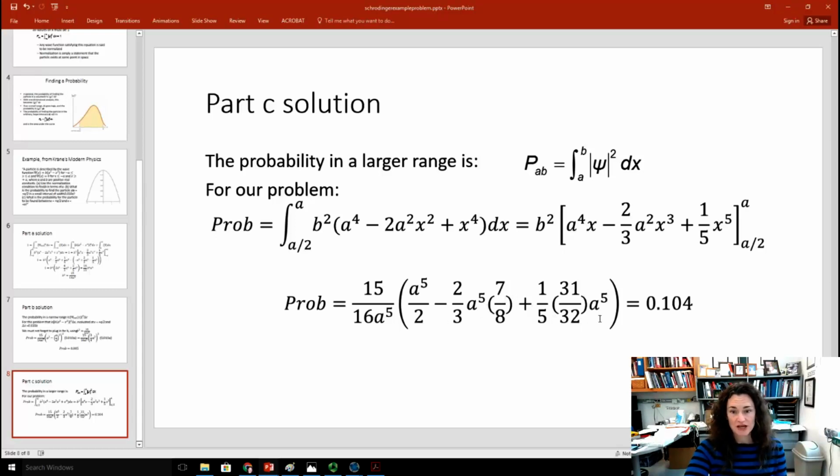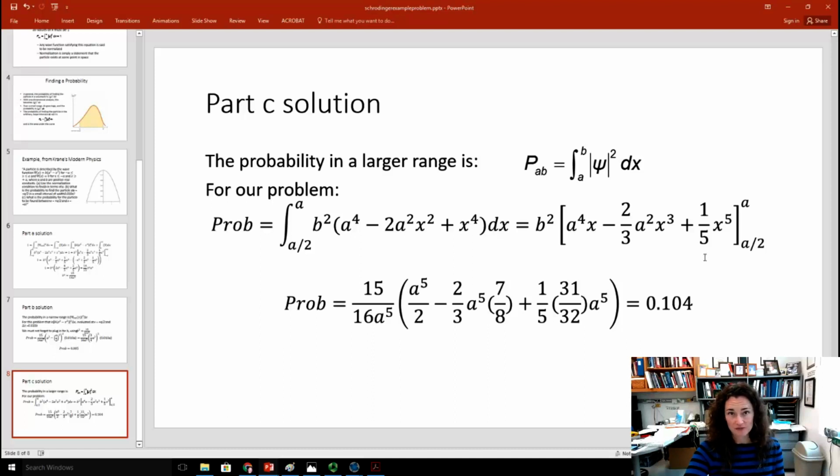Okay? Now, yet again, the a to the fifths cancel out. And then I'm just going to end up with 15/16 times 1/2 minus 2/3 times 7/8 plus 1/5 times 31/32. When I evaluate that, I get 0.104. So that's the probability that the particle lies in between a/2 and a. So there's a 10.4% chance, basically, that the particle is in between a/2 and a, given the wave function shown here.